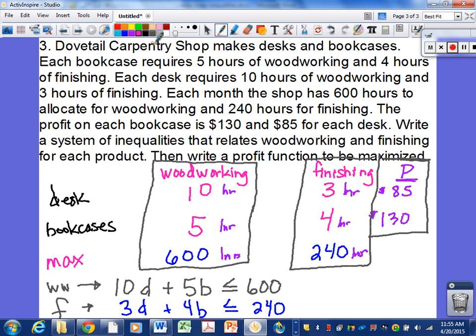Oh, let's do our profit function. Profit is $85 for every desk plus $130 for every bookcase. So once you graph these things, you're going to figure out how many desks and bookcases you're going to be making, and then you multiply them into your profit function. This is actually how some businesses determine how many of each thing they can make and how many people they have to hire based on productivity and how many things they need to produce in order to make money. Like I said, this is number 3 on your paper.